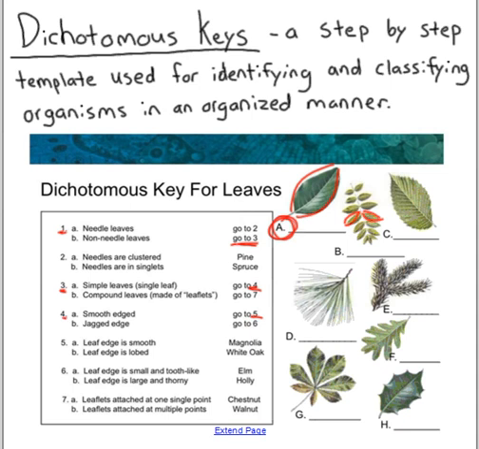And then we're coming to 5. Leaf edge is smooth or it is lobed. If you don't know what lobed is, something like that, where there's different grooves in it. It is definitely a smooth edge, smooth all the way around. So A's leaf came from a magnolia tree.